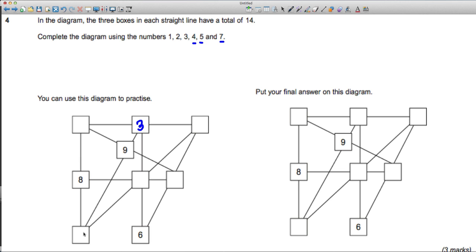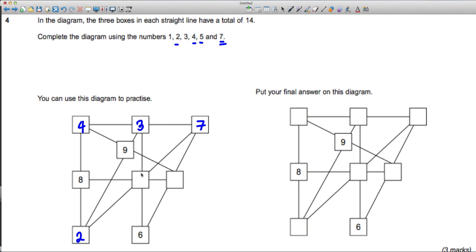3 and 9 is 12, so you need 2 here to get yourself up to 14. You've used a 2. 2 and 8 are 10, and you need a 4 to get up to 14. Now you've got 3 and 4 is 7, so you'd have to use this 7 to get yourself up to 14 along here, where could you go now?